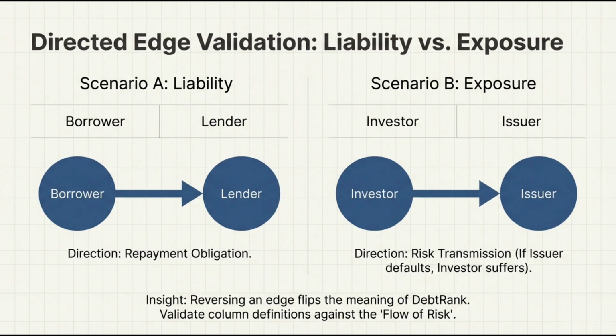Edge direction validation. The 2 scenarios on the slide show why direction cannot be assigned casually. In scenario A, labeled liability, the edge runs from borrower to lender because the repayment obligation flows in that direction. In scenario B, labeled exposure, the edge runs from investor to issuer because the risk transmission is defined by who suffers if the issuer defaults. Notice how the same pair of actors can be connected differently depending on what the edge is meant to represent. This is the crucial insight written at the bottom. Reversing an edge flips the meaning of debt rank and other contagion measures. So whenever we build a directed graph, we must validate the column definitions against the actual flow of risk, not just the flow of money or the naming convention in the raw table.